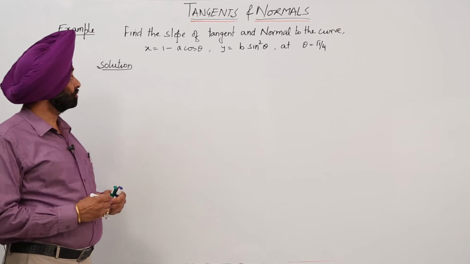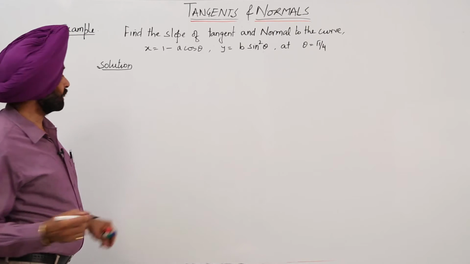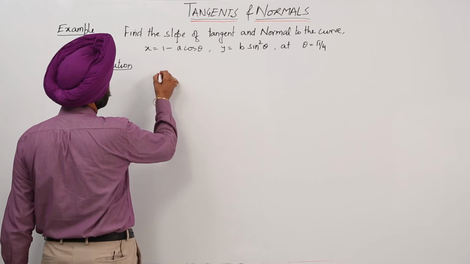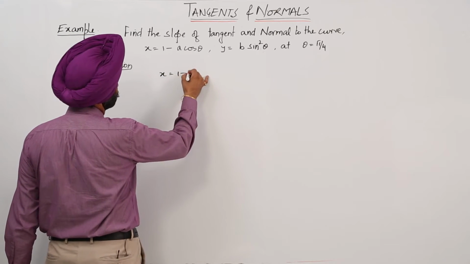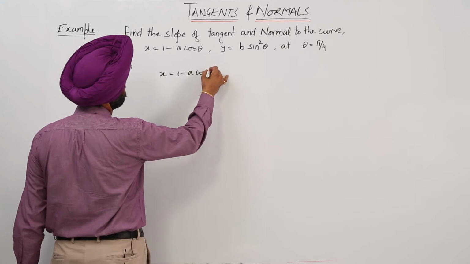Moving to the next question. We have to find the slope of tangent and normal. Now, given x is equal to 1 minus a cos theta.